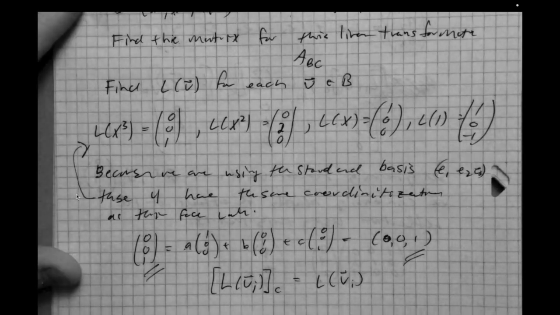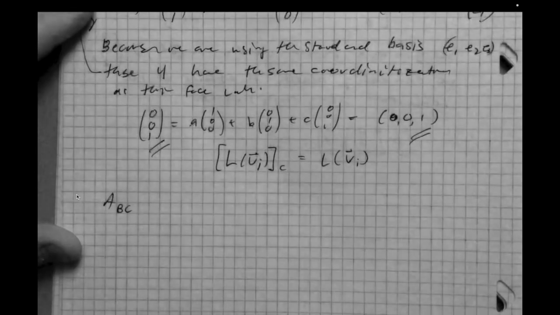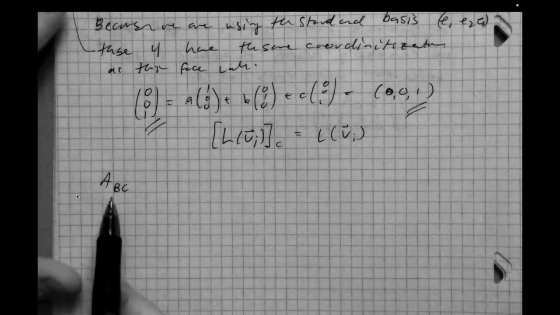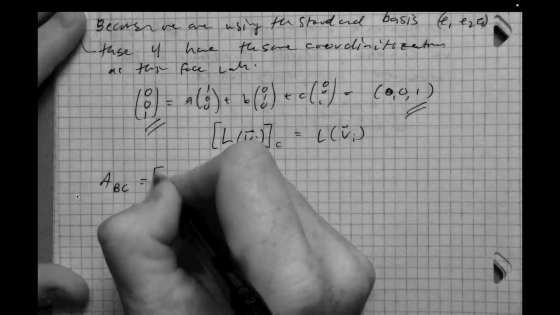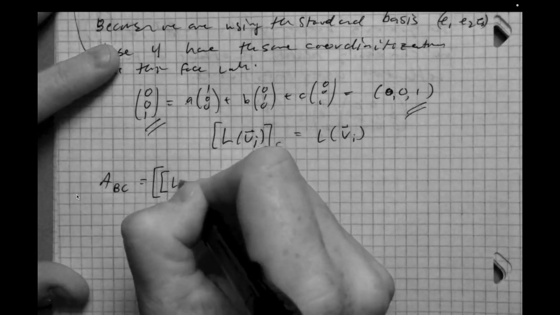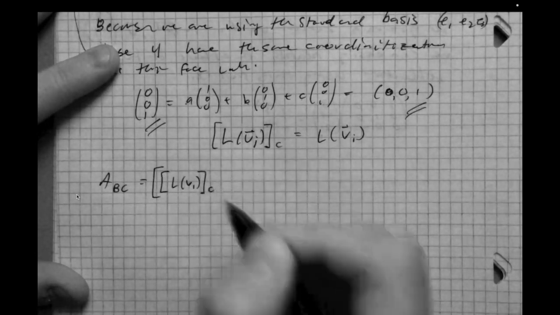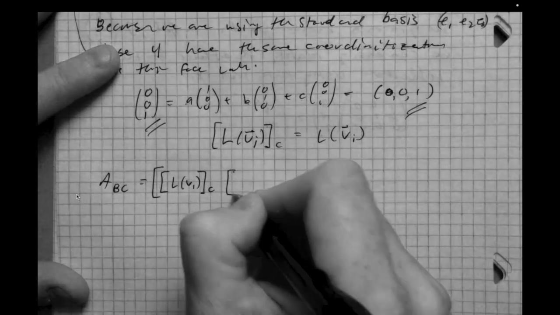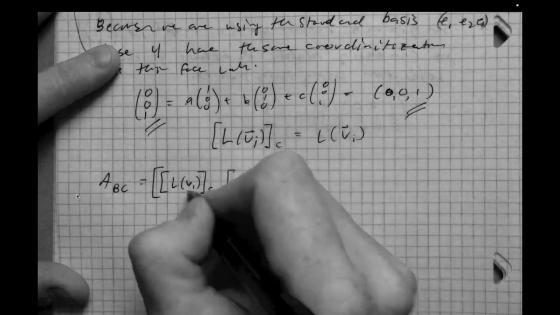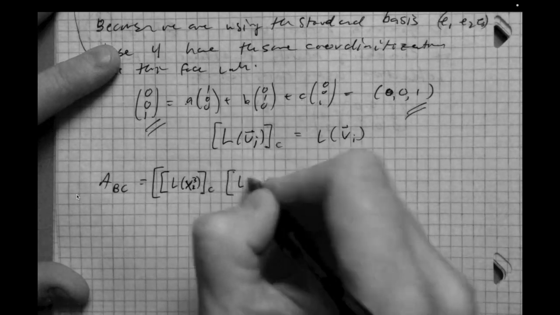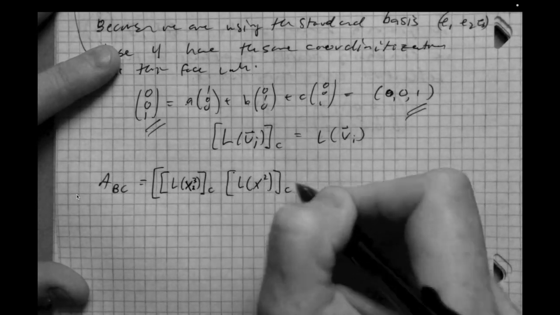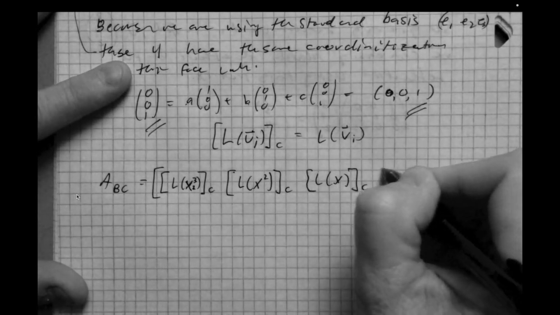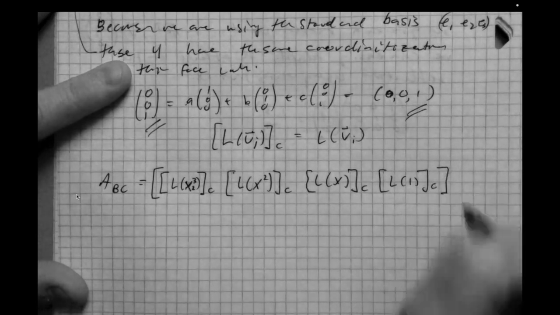Okay, and so the matrix A, the matrix for the linear transformation, is going to be equal to, now we know that in general it's L of v1 coordinatized in C, and then it's L of, I guess I should put the actual thing, so this would be x cubed, and then L of x squared coordinatized in C, and then L of x coordinatized in C, and then L of 1 coordinatized in C, right?